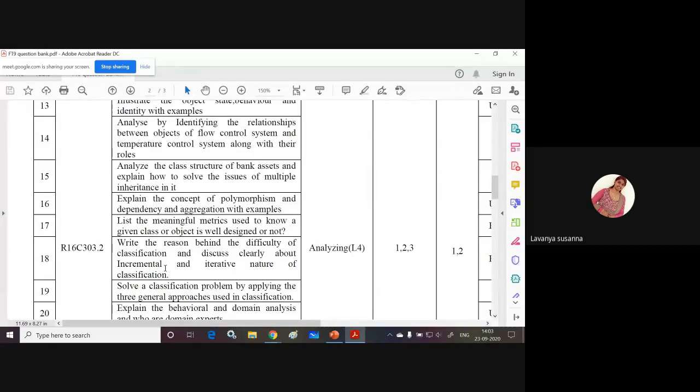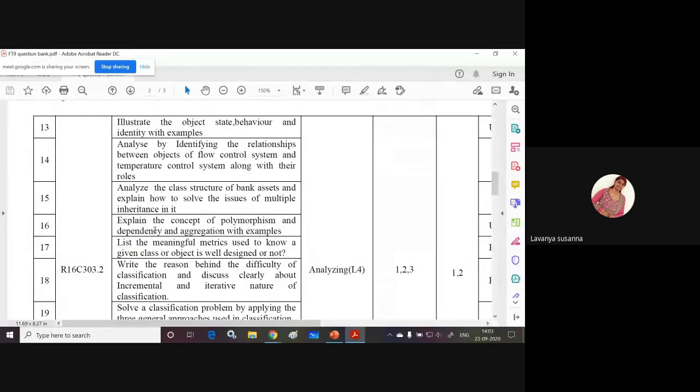I'm going to revise second unit. In previous class, we have discussed three of the questions, right? Four questions. Okay, only three questions we have discussed. Remaining questions, let us discuss now. I'm revising unit 2. Let us see the next question. Explain the concept of polymorphism, dependency, aggregation with examples.